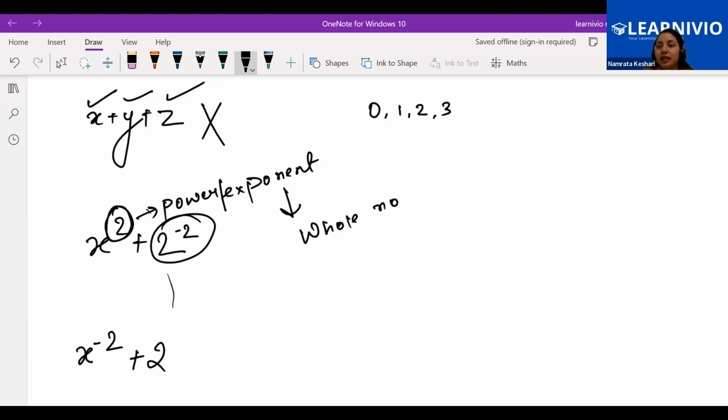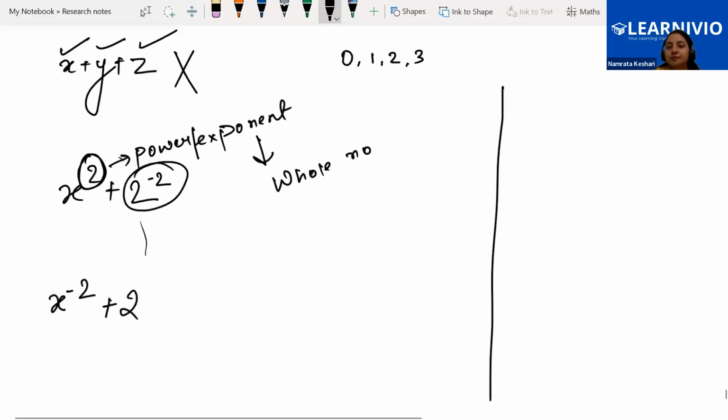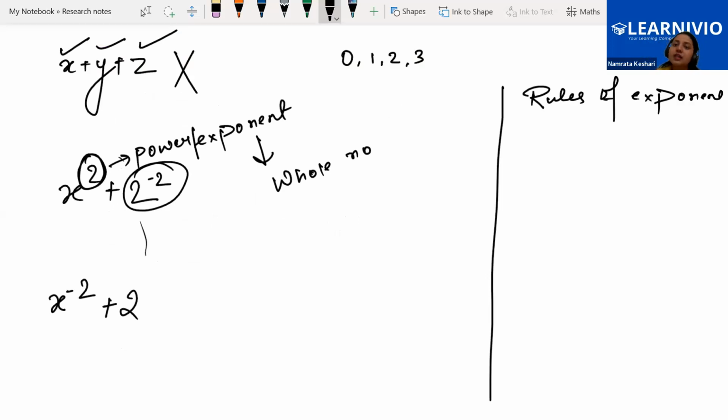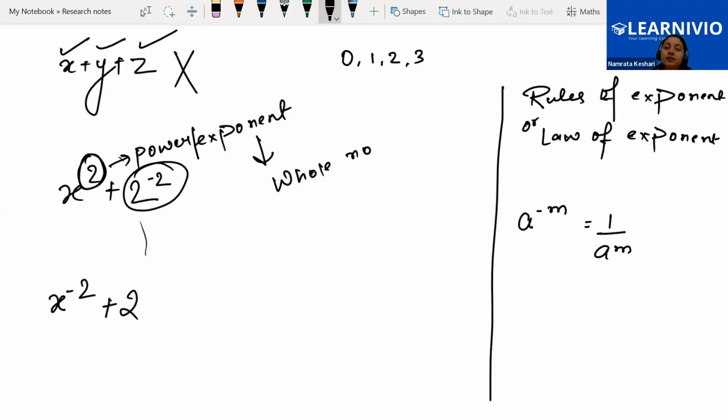So let me explain a few rules of exponents, or we can say the law of exponents. First, we will understand what the law of exponents is. This rule we are going to apply in our expression, and then we will check whether it's a polynomial or not. So there is a rule that a to the power minus m equals 1 by a to the power m. This is a rule. This is a formula.